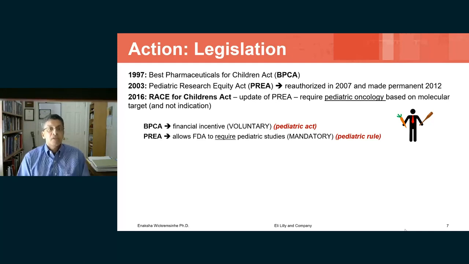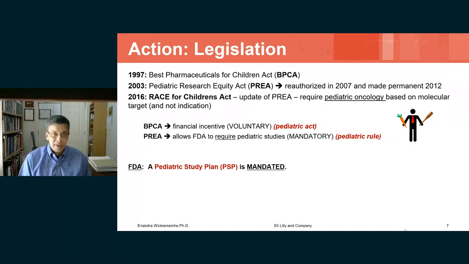patients. So the BPCA was kind of a voluntary thing, called the pediatric rule, and the PREA enables FDA to require the conduct of pediatric studies. So this was more of a mandatory thing. So you can see kind of a carrot and stick scenario going on there.